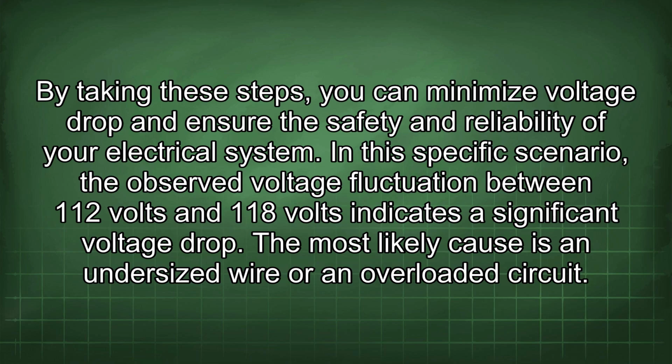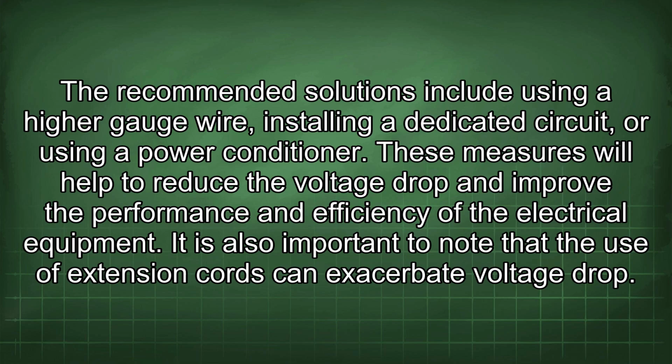In this specific scenario, the observed voltage fluctuation between 112 volts and 118 volts indicates a significant voltage drop. The most likely cause is an undersized wire or an overloaded circuit. The recommended solutions include using a higher gauge wire, installing a dedicated circuit, or using a power conditioner. These measures will help to reduce the voltage drop and improve the performance and efficiency of the electrical equipment.